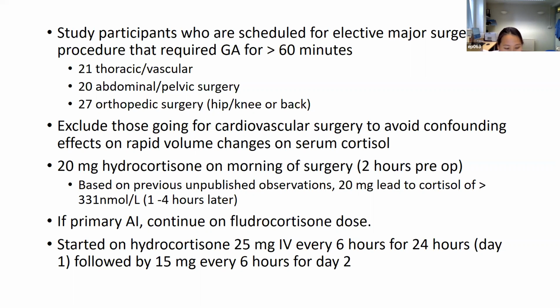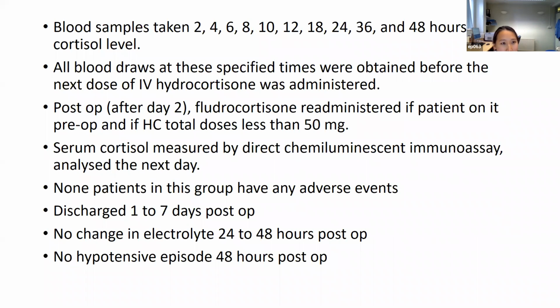If the patients have primary adrenal insufficiency, they ask them to continue on fludrocortisone if they're on it. And then when they come in for surgery, they start them with hydrocortisone 25 milligram IV every 6 hours for 24 hours. That's on day 0, and then followed by 50 milligram every 6 hours for day 1. Day 0 is the day of surgery, basically.